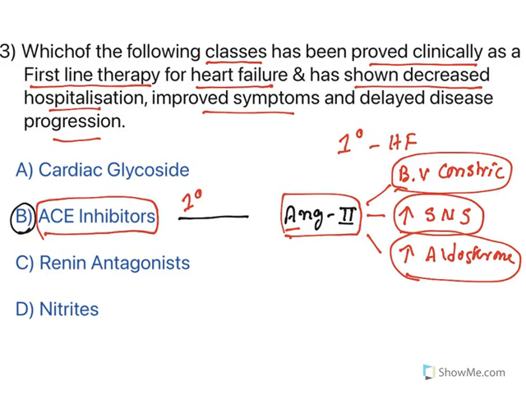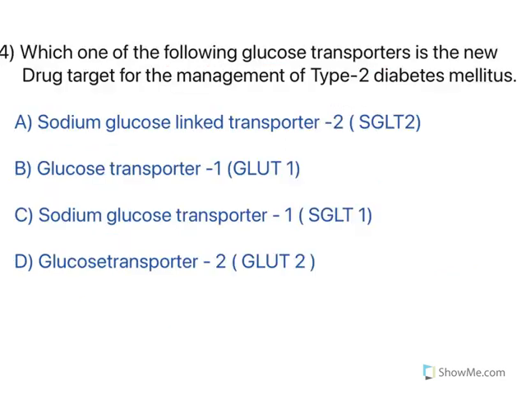Remember this? See, all the drugs can be used to treat heart failure. Cardiac glycosides, renin antagonists, nitrites, all of them can be used. But the first line, with decreased hospitalization and delayed disease progression, is ACE inhibitors. The reason is the dangerous angiotensin II actions. Moving to the next one.